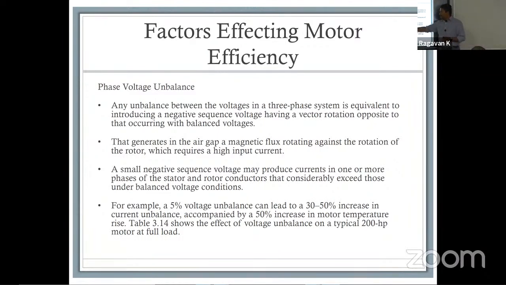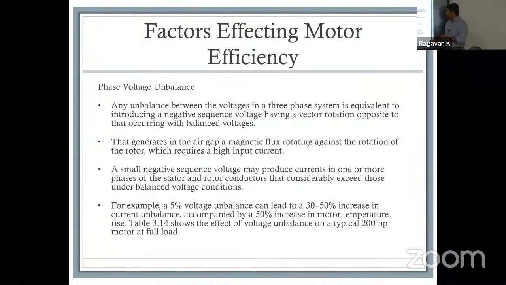Just for example, if you have a 5% voltage imbalance, you can have a 30 to 50% increase in the current imbalance, and that goes with a 50% increase in the motor temperature. So the numbers are very staggering in terms of what you could see. Now, arguably, if you're within a tolerance, you're still fine. So there is a trade-off between robustness and your design requirements.